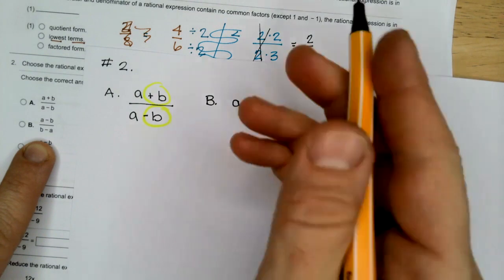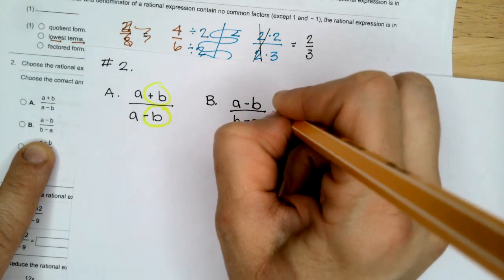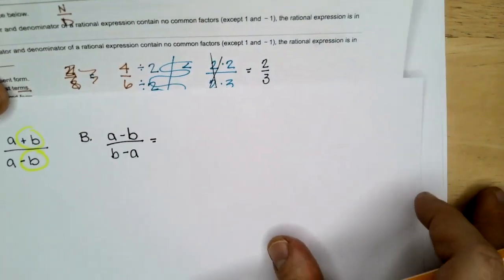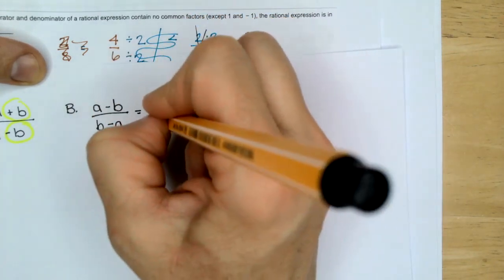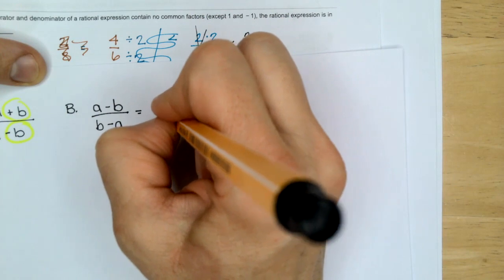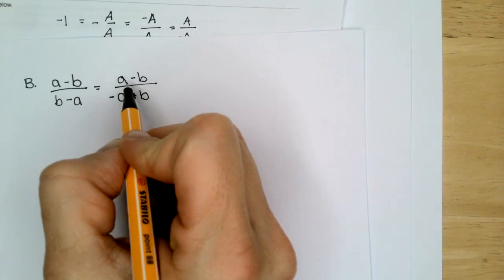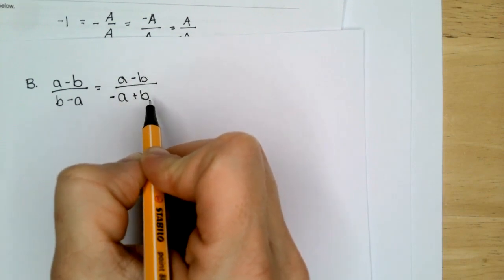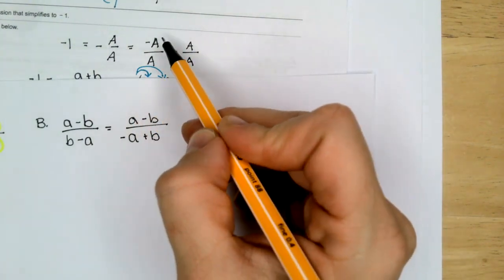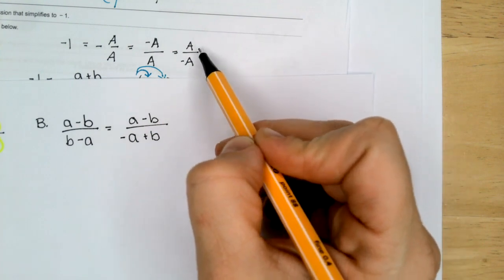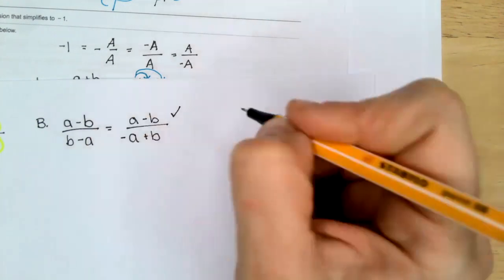Oh, it might be. Okay, so B starts with A minus B over B minus A. Excellent. The first thing I do is I put them in order. So on the top we have A minus B. On the bottom we have B minus A, so let's switch the order: negative A plus B. This is the inverse of this. This is the inverse of this. So that's actually good. Negative A over A is the inverse of A over A. These are opposites, these are opposites. So B looks okay.